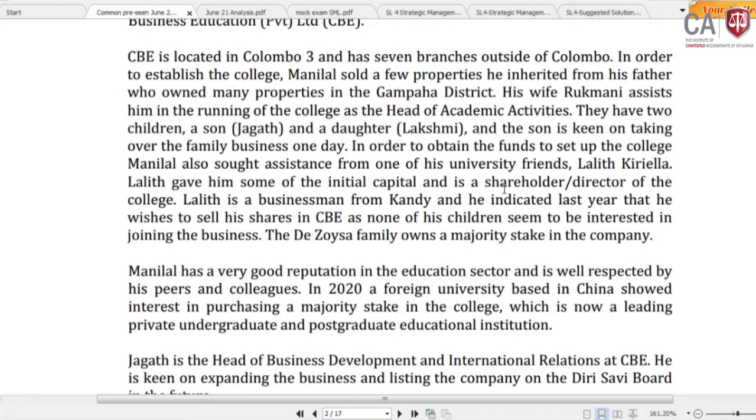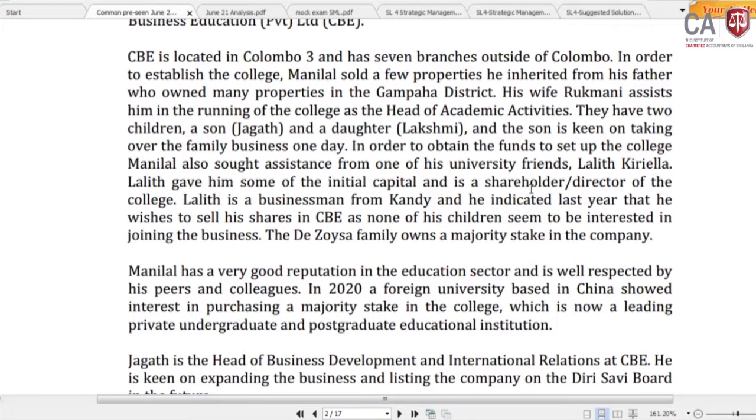For his business, he got the assistance of his wife also. His wife Rukmani joined this college as head of academic activities. They have 2 children, 1 son and 1 daughter. Son is Jagat, daughter is Lakshmi. Son is expecting to join the business one day. When he established the college, he got the assistance of one of his university friends, Lalit Kiriel. Lalit also joined as a shareholder. He is a businessman from Kandy, but at the moment he has no idea of continuing with his share. He wants to sell the shares to CBE since he doesn't have any kids to join the business.